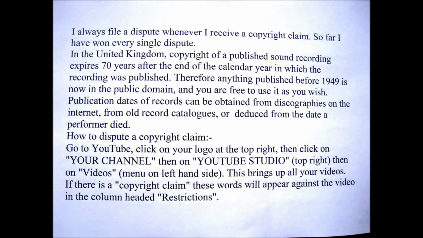In the United Kingdom, copyright of a published sound recording expires 70 years after the end of the calendar year in which the recording was published. Therefore, anything published before 1949 is now in the public domain, and you are free to use it as you wish. Publication dates of records can be obtained from discographies on the internet, from old record catalogues, or deduced from the date a performer died.